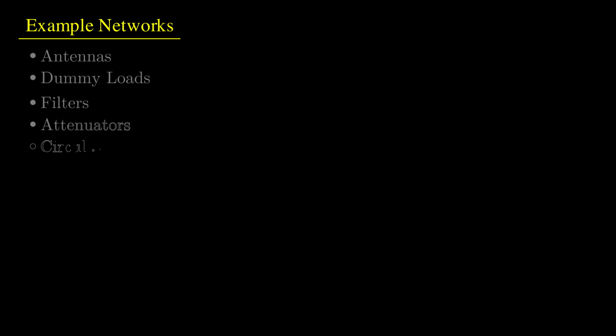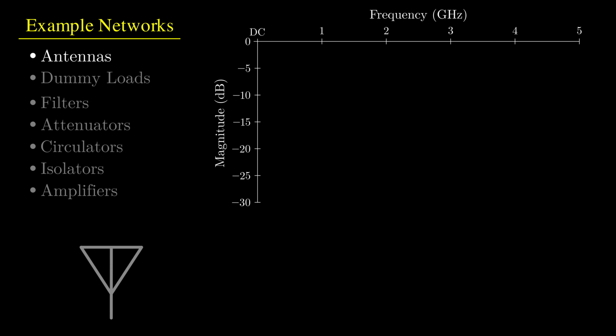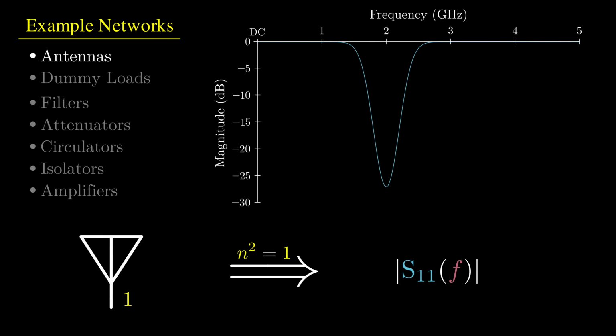Now that we've understood the fundamentals surrounding S-parameters, let's take a look at how they are applicable to a few example networks. Starting with antennas, since we're only dealing with a single port, the scattering matrix consists of just one element. If we plot the magnitude of S11 as a function of frequency, we can observe that very little energy gets reflected at 2 GHz. This is usually a reliable indicator that our antenna is well matched at this particular frequency, transforming between electromagnetic radiation and electric currents effectively.